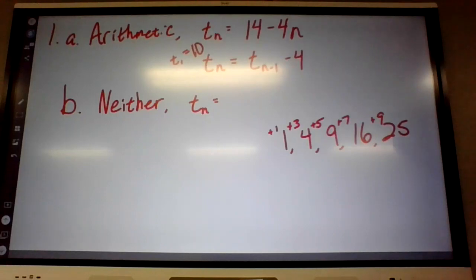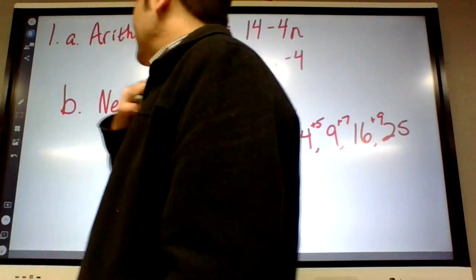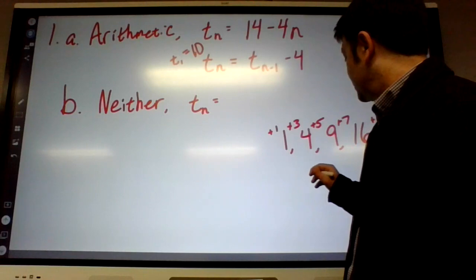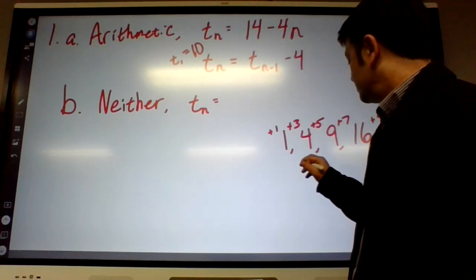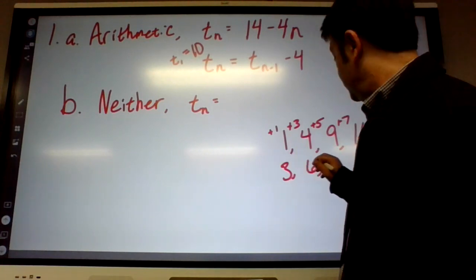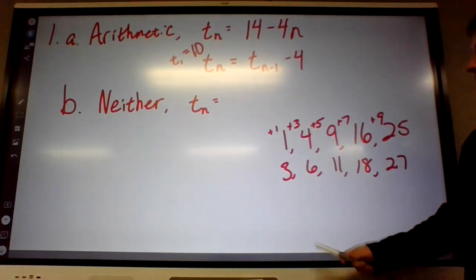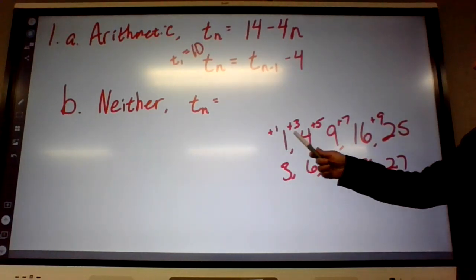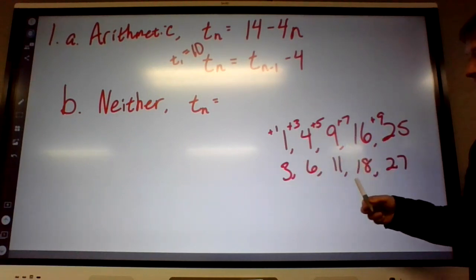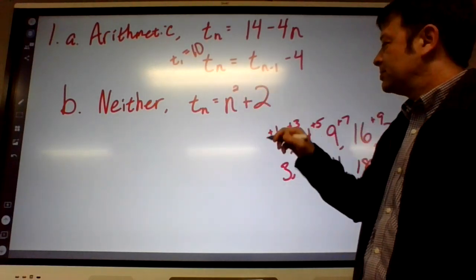So B would be really easy to write recursively, but let's see, what is it? 3, 6, 11, 18. So these are both going up 3, 5, 7, but what's the difference between these two? Two. Yeah, these are two bigger. So this is just n squared +2.